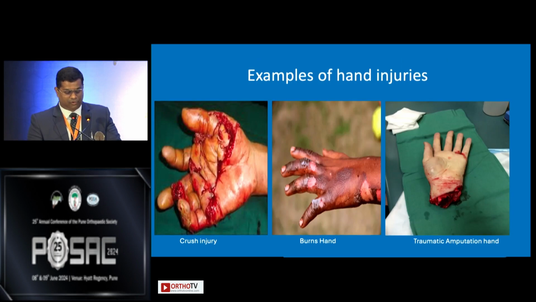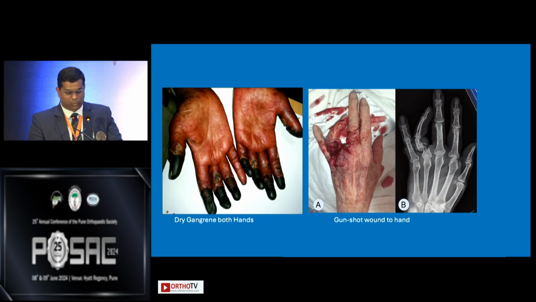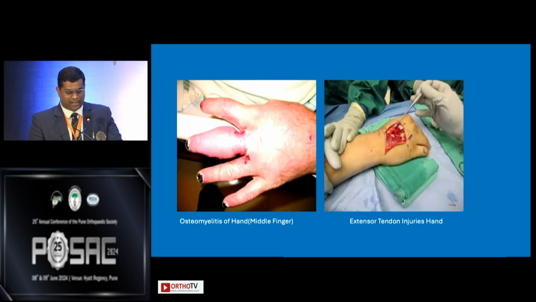You can see different types of cuts, like crush injury, burned hand and traumatic amputated hand. Dry gangrene of both hands, gunshot wound to the hand. Then osteomyelitis is found and then extensor tendon injuries. So we are going from bone to the soft tissues.